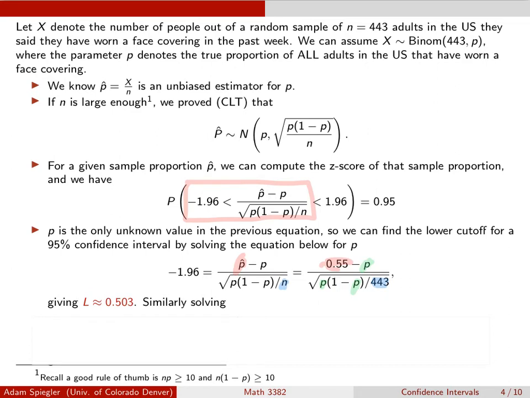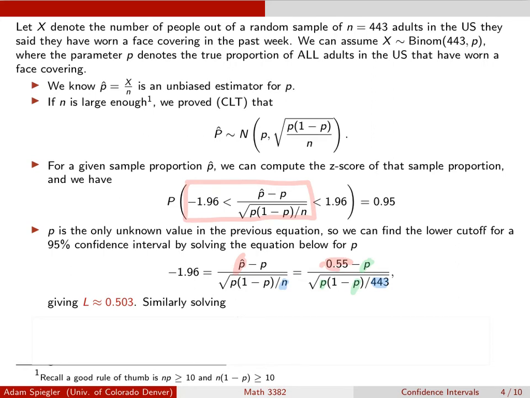For example, I could multiply both sides by the square root of p times 1 minus p over 443, and then square both sides and group my p terms, and what you'll get in the end is a quadratic expression for p that you can solve. And solving this equation for p gives us a value of 0.503. So don't even bother trying to do the algebra yourself. You can just trust me on this. But if you really want to practice some algebra, you could verify this.